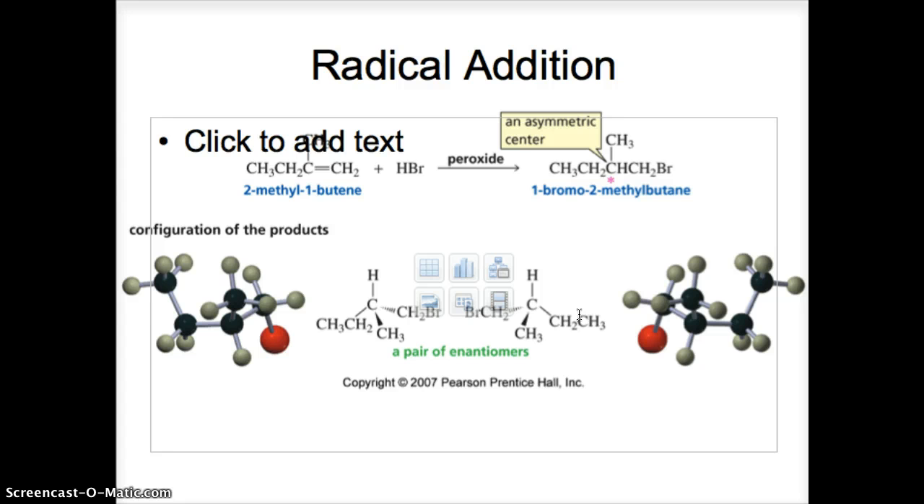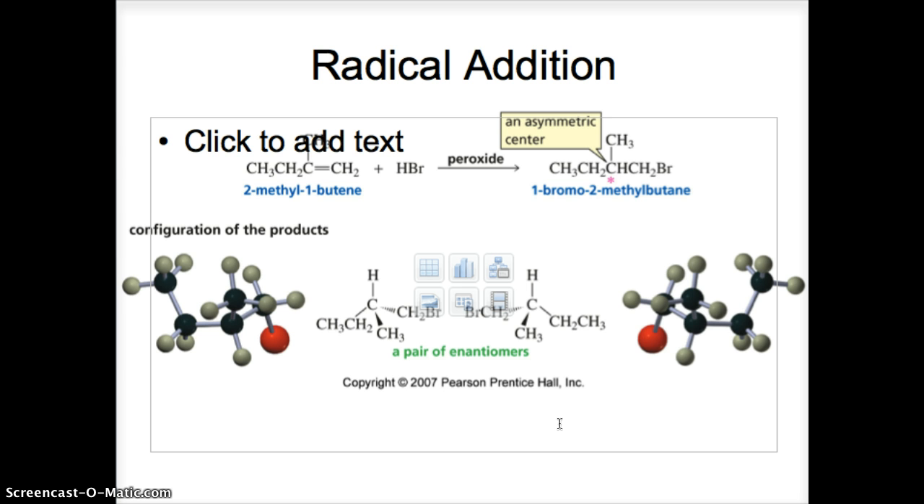Okay, let's take a look at this slide. Here's the stereochemistry of radical addition to an alkene again. Stereochemistry of the products of the addition of hydrogen bromide to 2-methyl-1-butene in the presence of peroxide yields 1-bromo-2-methylbutane. Now, the stereochemistry shows that we get a pair of enantiomers being formed, as you can see.